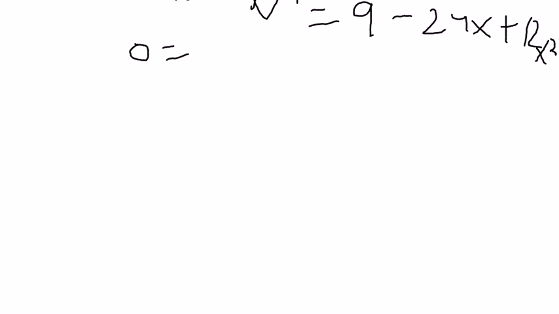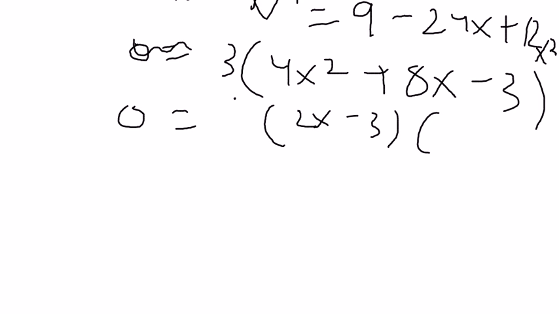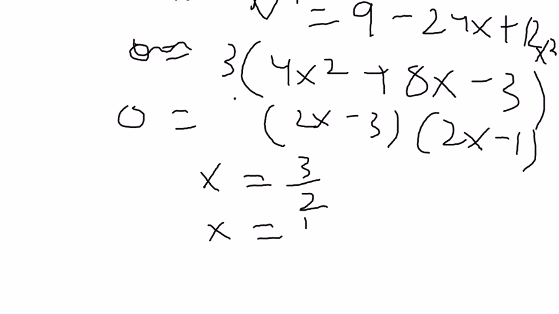So let's take out a 3 first. So we have 4x squared minus 8x plus 3. This looks pretty good to me. Now let's make that equal 0, and we can factor it out to (2x minus 3) times (2x minus 1). Now, x equals 3 halves, where the equation will be 0, or x equals 1 half.